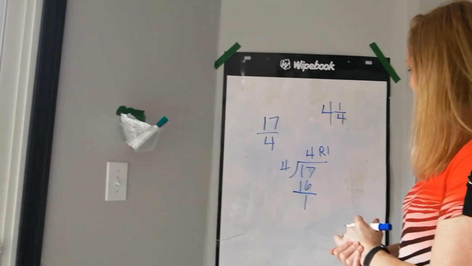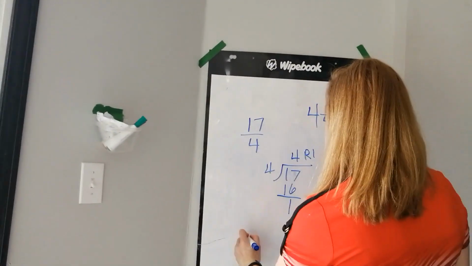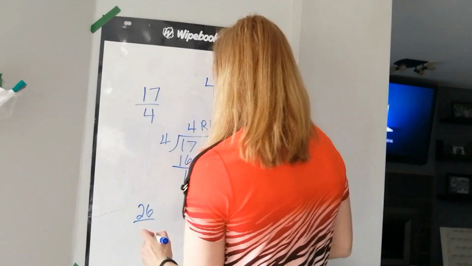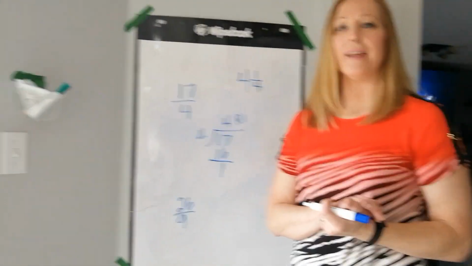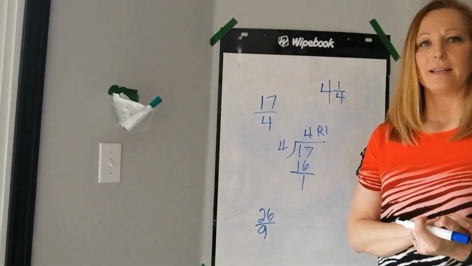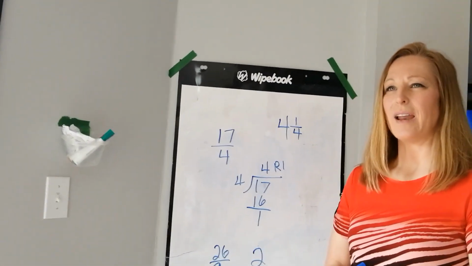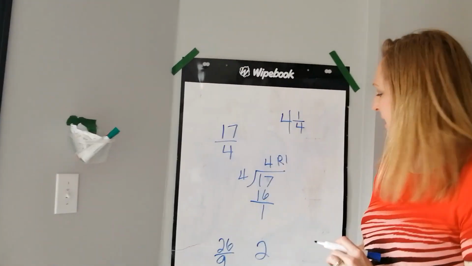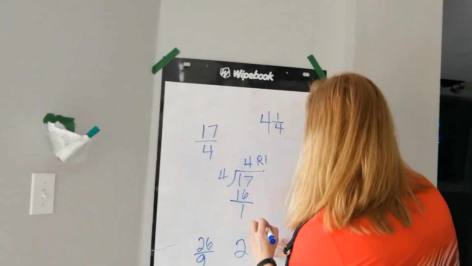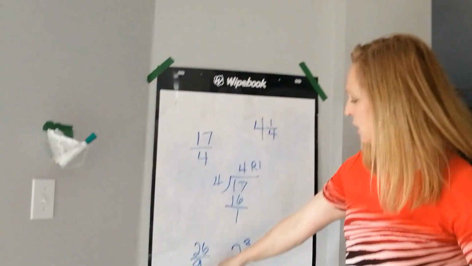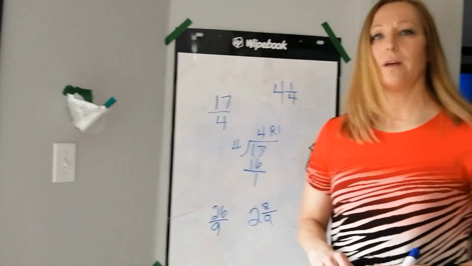All right, I know that I'm going to do one more question here. Let's make 26/9. All right, how many times can 9 go into 26? 9 goes into 26 2 times. All right, so 9 times 2 is 18. And if I've got 26 pieces and I've already used 18, I know that I have 8 left over, and each piece is going to be 1/9. So I have 2 and 8/9.